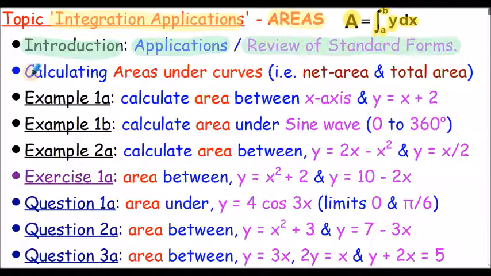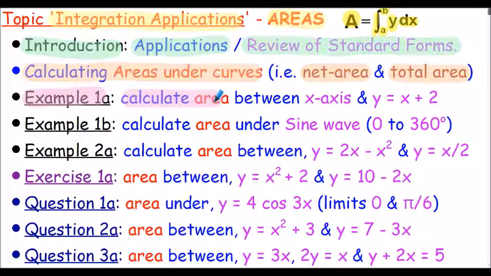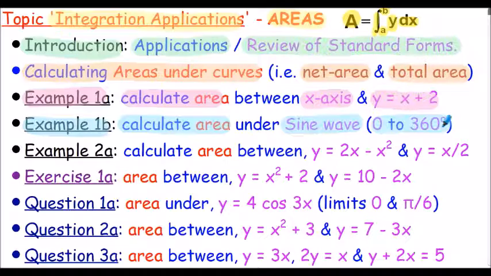Next, we review the calculating of areas under curves and consider calculation of net area and more often calculating the total area. We'll then consider example 1a. This calculates the area between the x-axis and the linear line y is equal to x plus 2. The limits over which the integration occurs is stated in the example. Then we have example 1b. We'll calculate the area under a sine wave between 0 and 360 degrees.